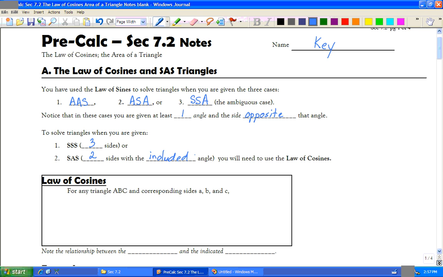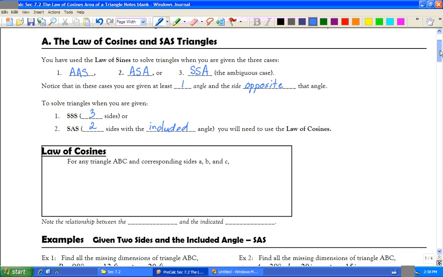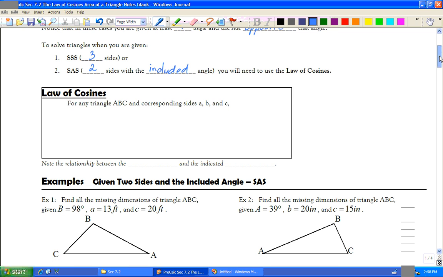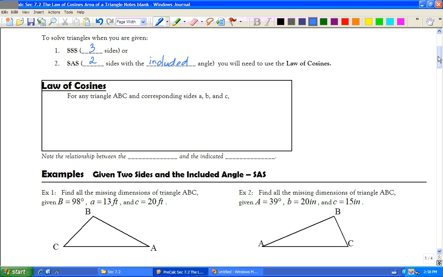So we need the law of cosines to help us out. This is derived from the Pythagorean theorem, and if you want to take a look at your book on page 646, they describe that in a little bit more detail. But I'm just going to give you the three different forms of the law of cosines.